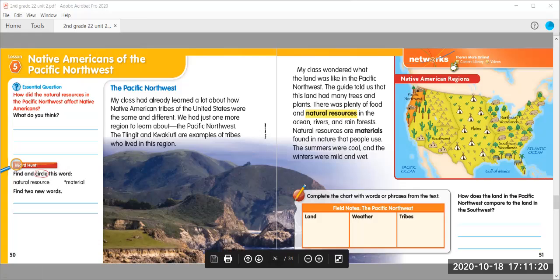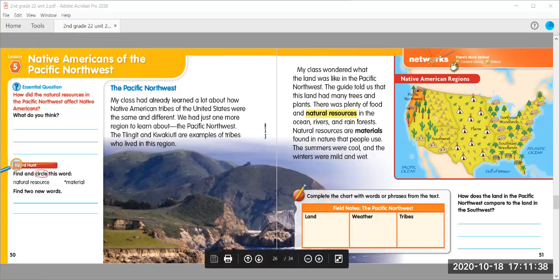So we're going to go ahead and make sure that we completed the questions on the side and we circled everything that was asked of us. And then we're going to go over here and take a look and fill in our graphic organizer and answer our questions that have to do with the quick check questions that we just listened to.